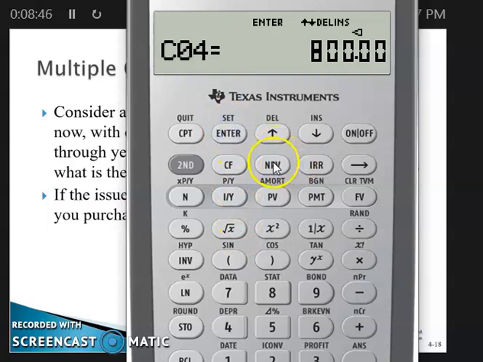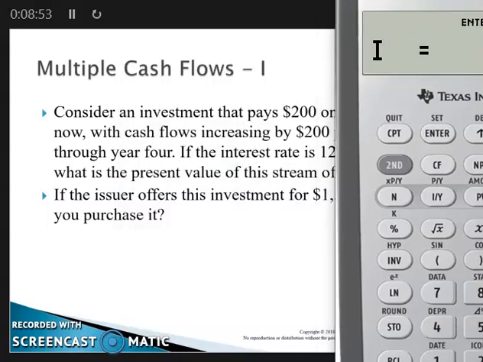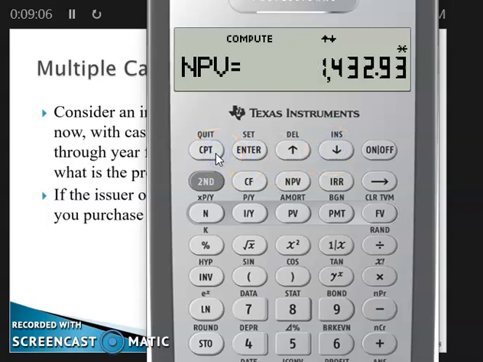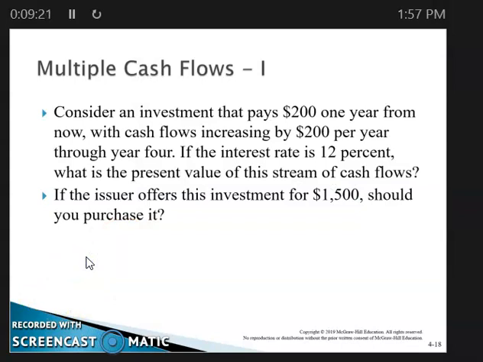Now we hit NPV, and then we're going to enter the I. That's 12%. So 12, Enter, and you go down arrow to NPV, and you hit compute. So $1,432.93, which is less than $1,500. So you would not want to purchase the investment.